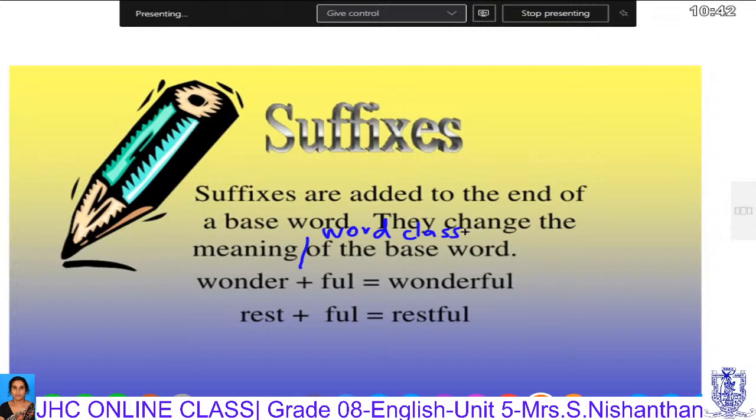Wonder. This is a noun. Wonder, noun. When we add ful, it becomes an adjective. Wonderful. Right? Like that. Rest, verb or noun. When we add ful, restful, it is an adjective.